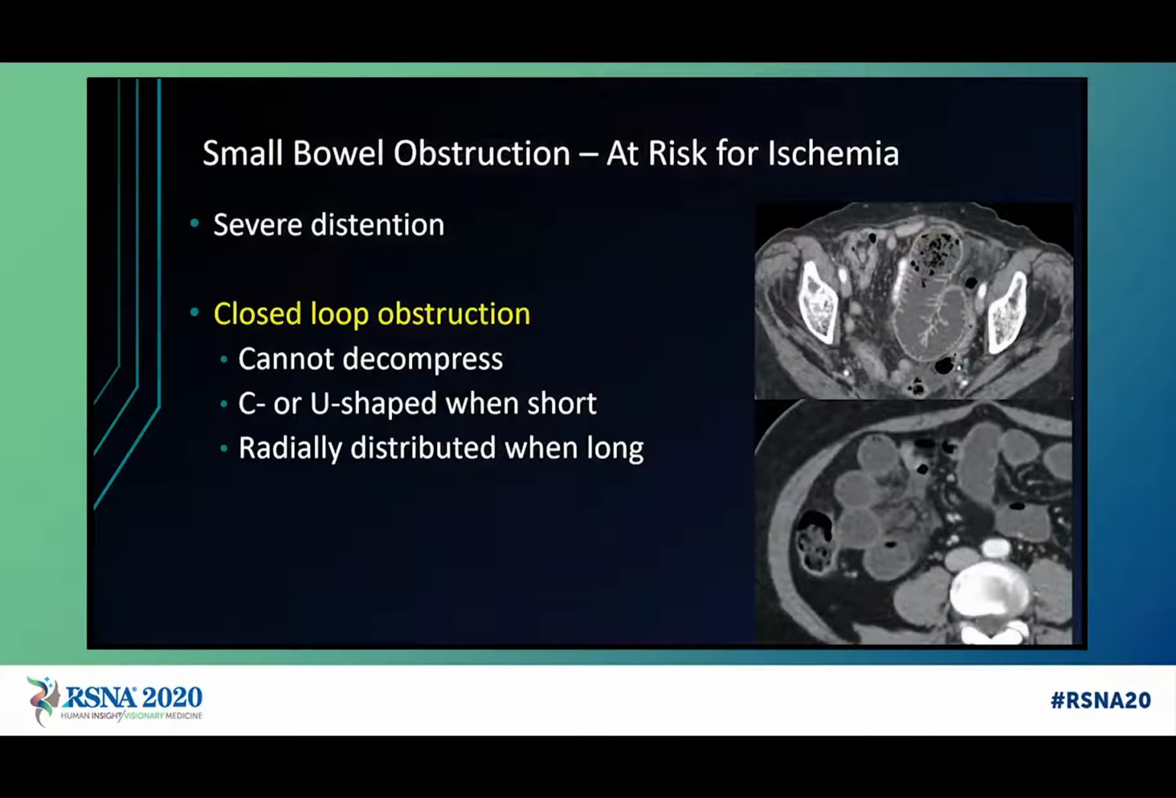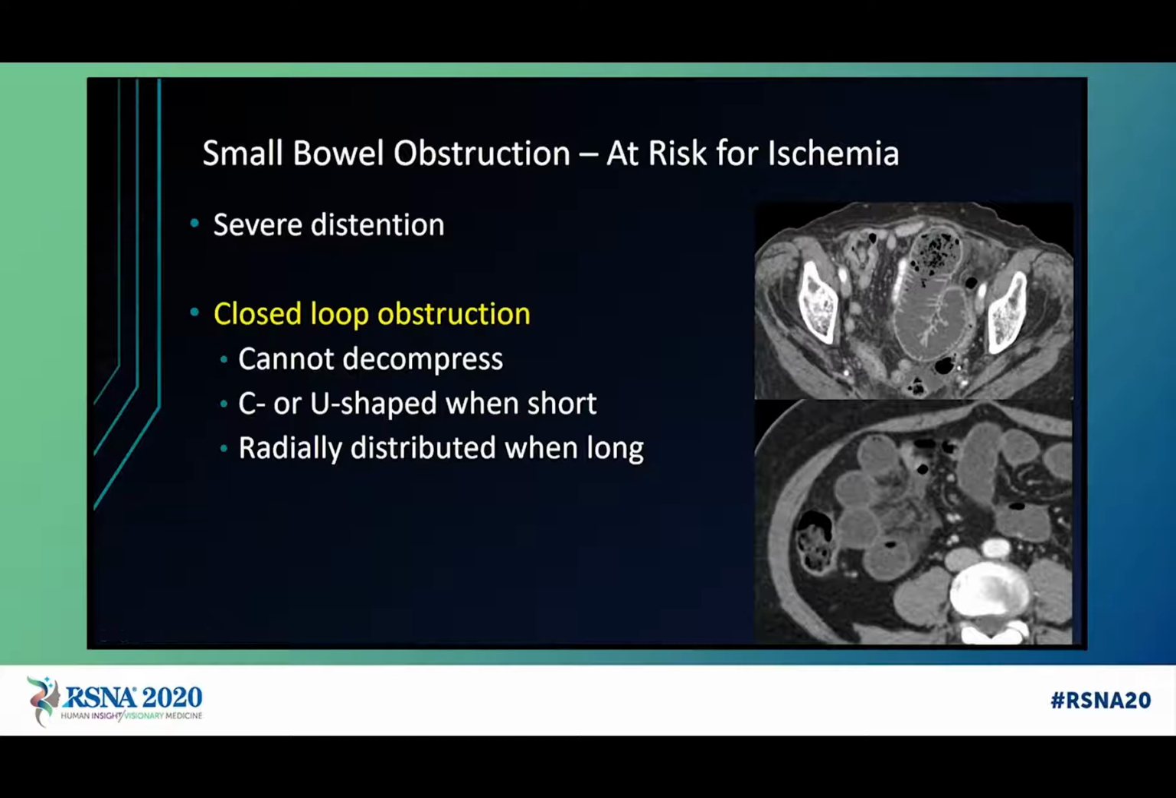When it comes to small bowel obstruction, our job as radiologists is to identify patients with ischemia and who are at risk for ischemia. Small bowel obstruction can result in ischemia either due to overdistension, that is when the intraluminal pressure exceeds that of the capillary bed, or due to closed loop obstruction, which cannot be decompressed via vomiting and nasogastric tube suctioning. Most of us are familiar with the appearance of a short segment closed loop obstruction, that is a C or U-shaped loop that is demonstrated in this example here.